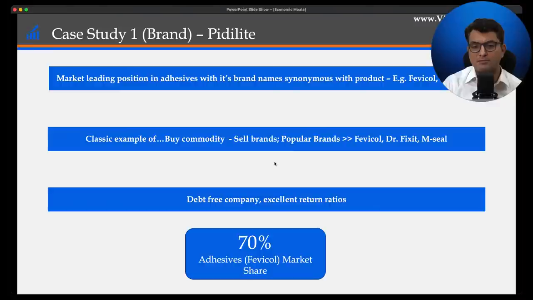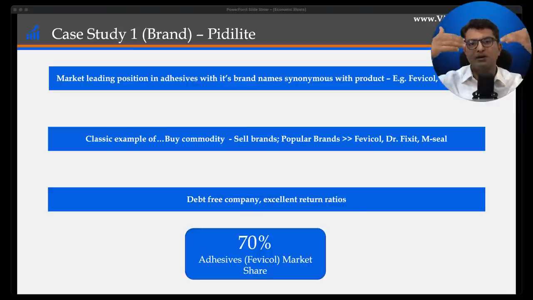Now if you think about the business, what they are doing, they are market leader in adhesives. Most of these are synonymous, as I said, Fevicol, Fevikwik, Fevistick, Dr. Fixit, M-Seal. All these are strong brands, and because of that brand moat, it's a classic example of buying commodities and selling brands. All the adhesives are basically commodities, right? These are all low-end chemicals. There is nothing special about it. Anyone can make it. But because of the brand, they are able to charge a premium, and because of the premium, they are able to earn super normal profits with great margins year on year.